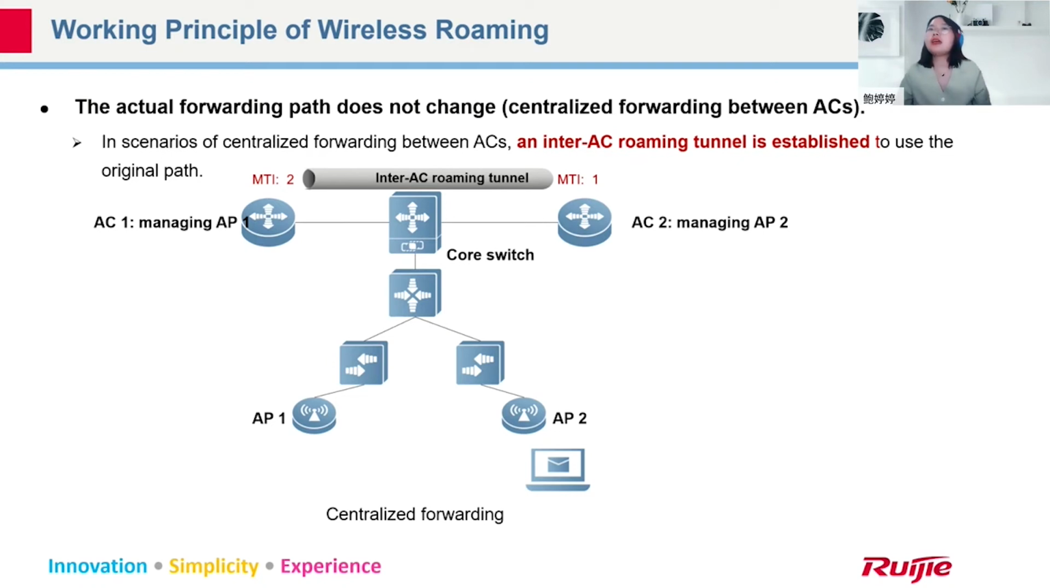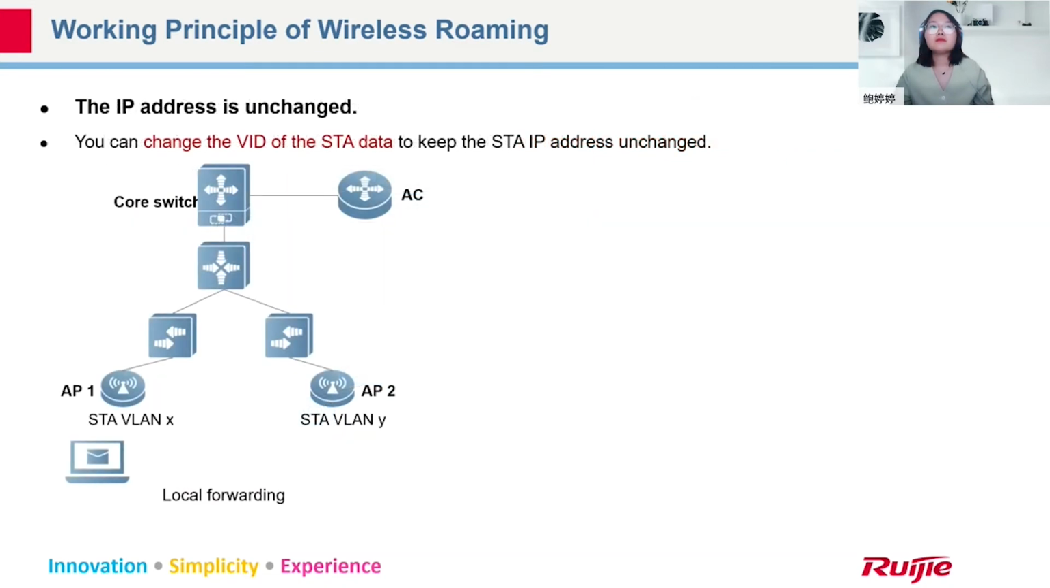So the inter-AC roaming tunnel will be used if the AP is managed by different ACs. And how do we make sure that the IP address is unchanged? You have to change the VLAN ID of the station. Pay attention to this scenario. If two APs are located in the same AC, in this scenario, they will have different VLANs. For local forwarding, I will directly send the message out, choosing the best path.